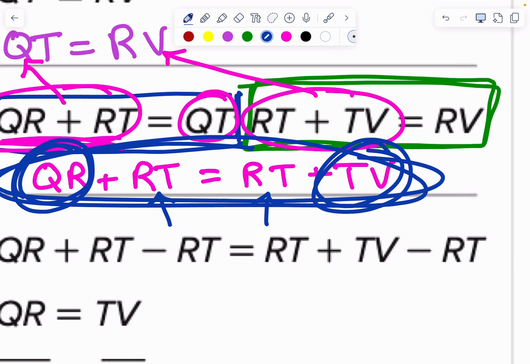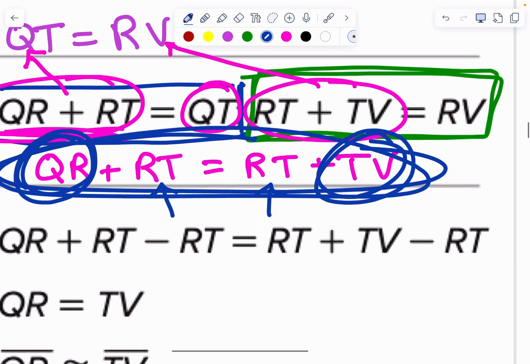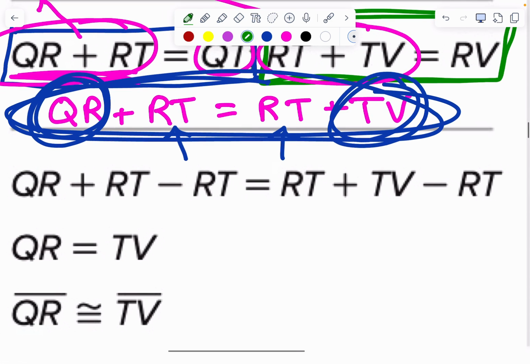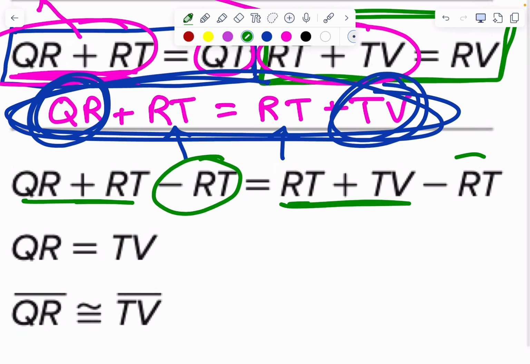Can I just subtract them from both sides, right? Like in math, if there was 3 on both sides, I would subtract them and they would go away, right? So that's what they're doing in this next piece. They have QR plus RT. We're going to subtract that RT, and RT plus TV, and we're going to subtract RT.